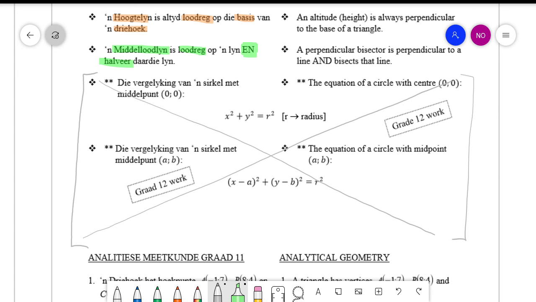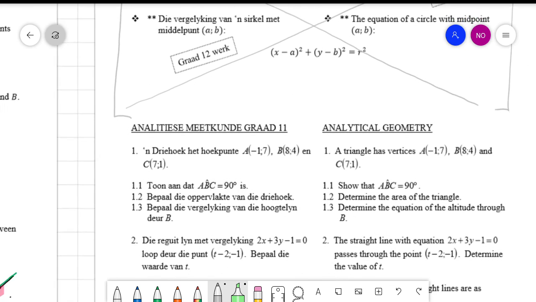Okay, we're good. All of you happy with that? Julle gelukkig daarmee? Okay, so let's start doing these.